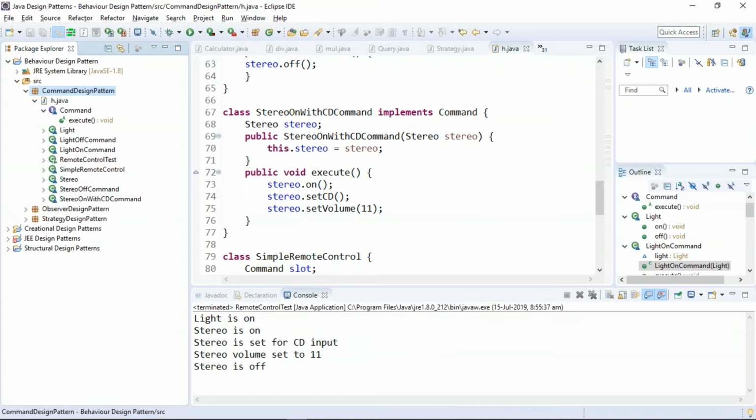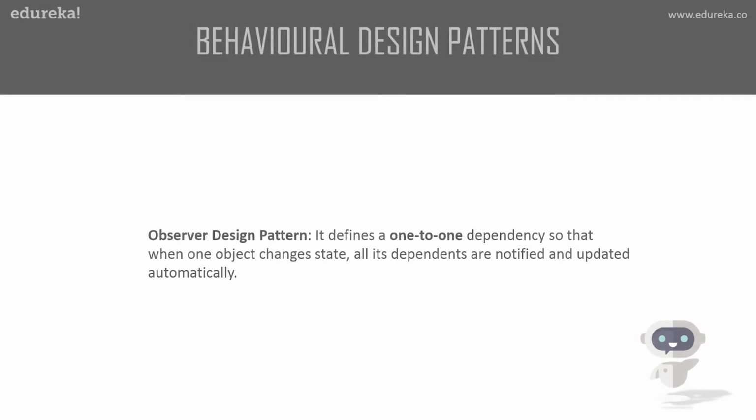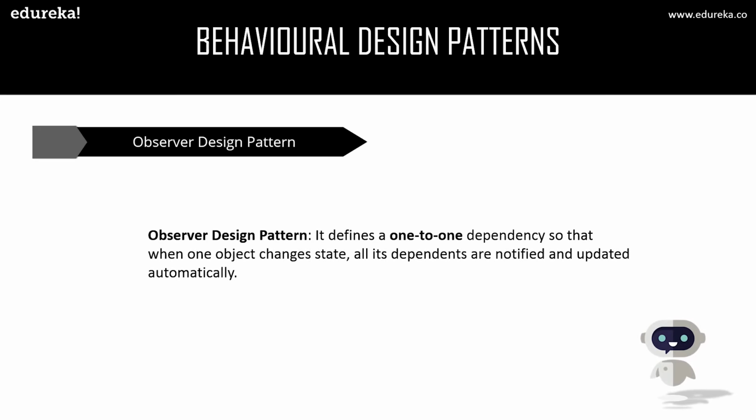As you can see, the remote control has been successfully executed and the lights are switched on and the stereo as well. Now let us move on to our next design pattern, which is the observer design pattern. The observer design pattern defines a one-to-many dependency so that when one object changes state, all its dependents are notified and updated automatically. The major advantages of the observer design pattern are that it illustrates the coupling between the objects and the observer. It provides support for broadcast type communication.